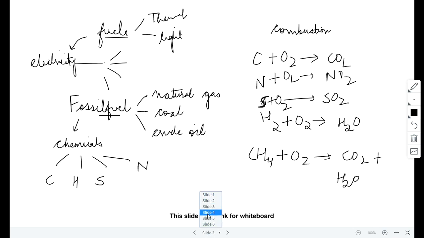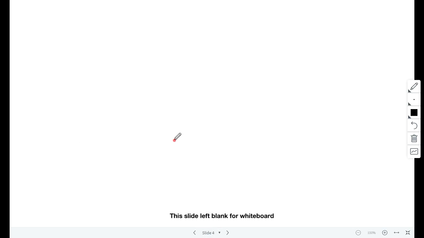Now, if there is too little oxygen present when fossil fuels burn, what will happen? Right now I have given you a reaction when carbon is burning and combustion is taking place. That means oxygen is in excess, and then it forms carbon dioxide. This is when oxygen is in excess.